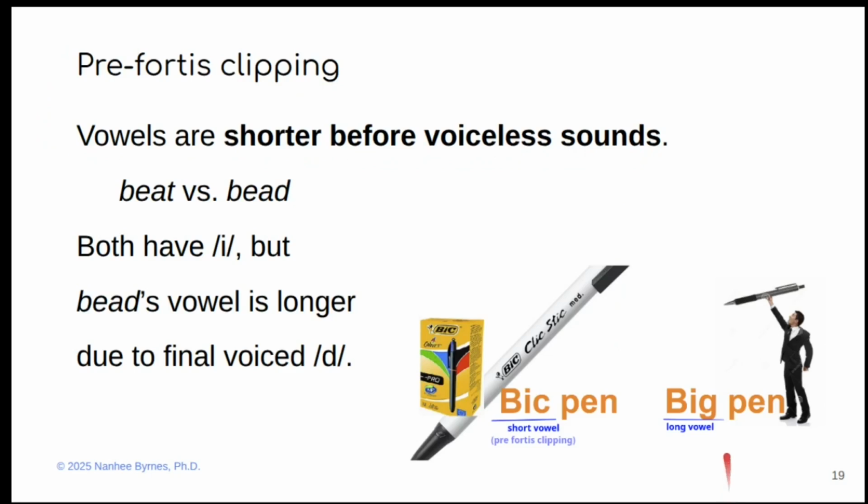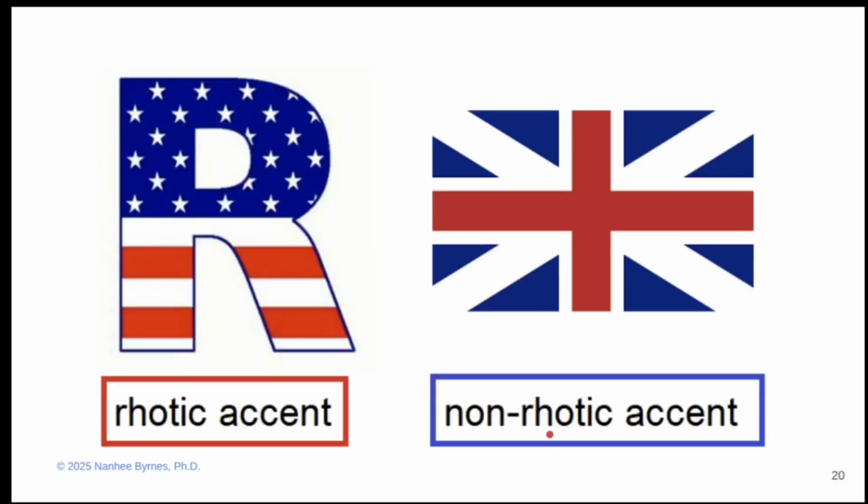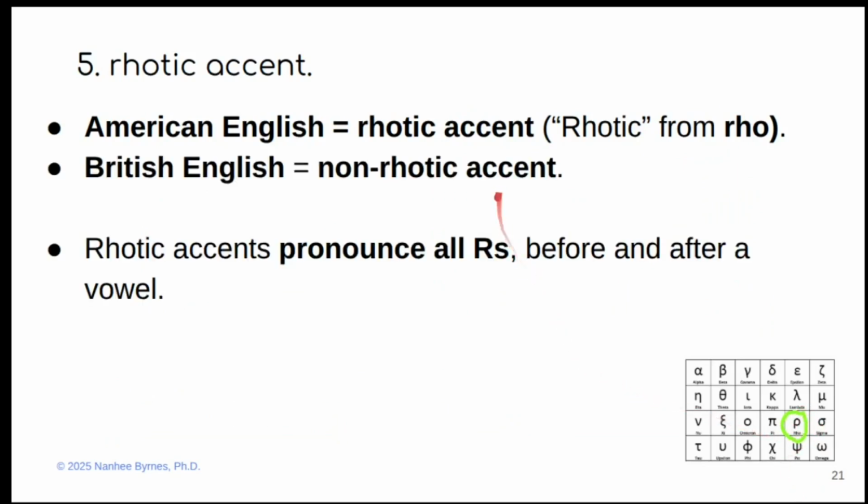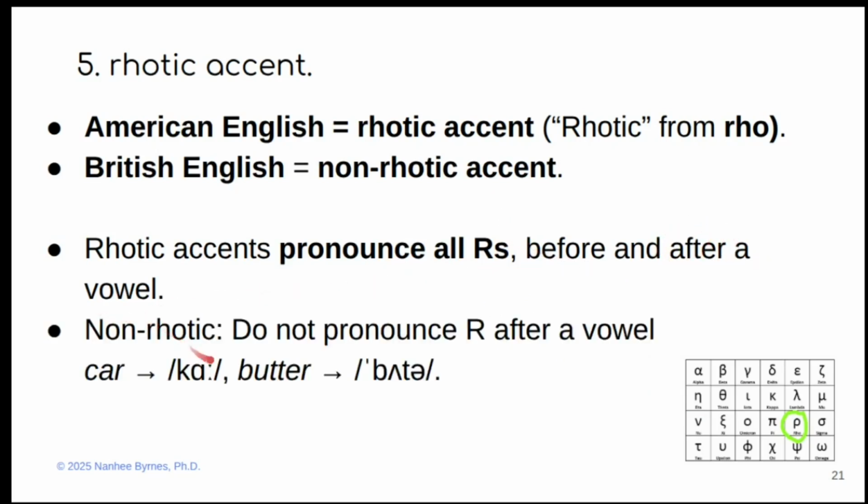Now let's talk about the famous R sound. Yes, American English is called a rhotic accent. Rhotic comes from the Greek letter rho. A rhotic accent means that the R sound is pronounced in every position, especially after a vowel in a syllable, like in car, ear, and butter.